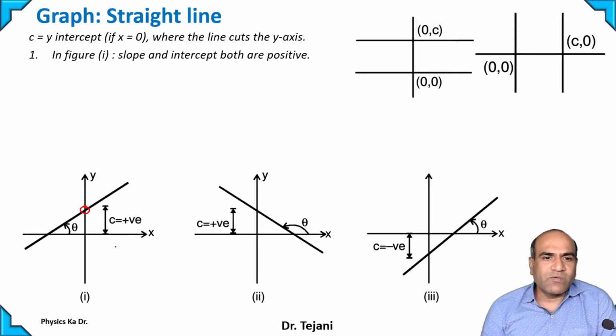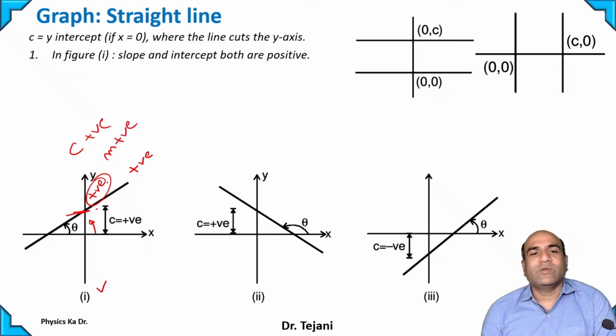So in figure number one, we are talking about this figure, right? Slope, we know about slope. When theta is less than 90 degrees, slope is positive, and this intercept is above the x-axis, that means it is also positive. So here both are positive. C is positive as well as m is positive.